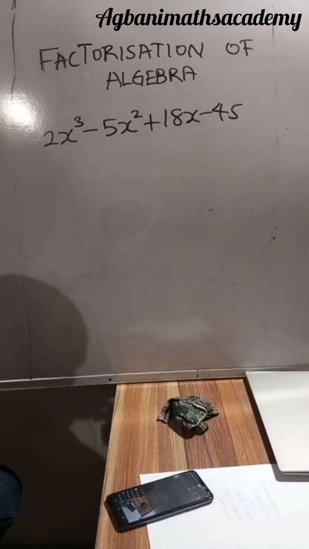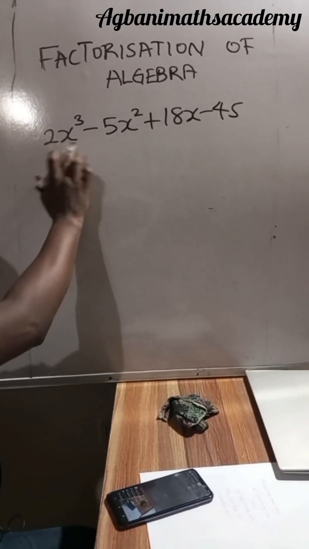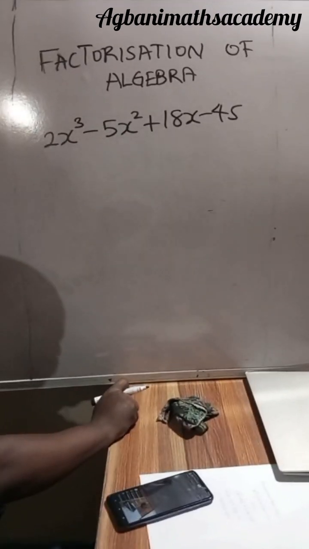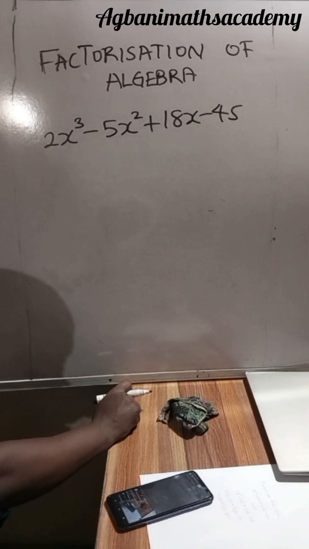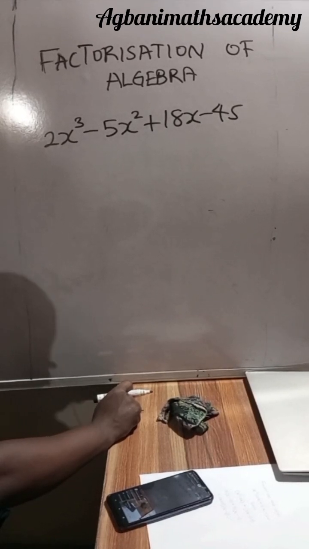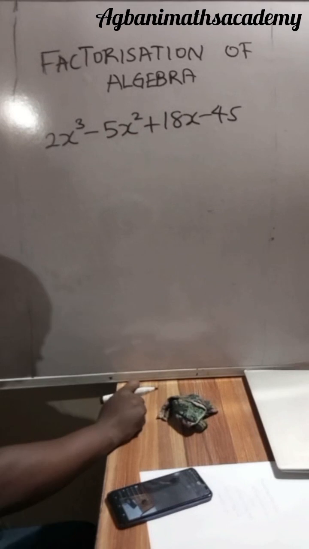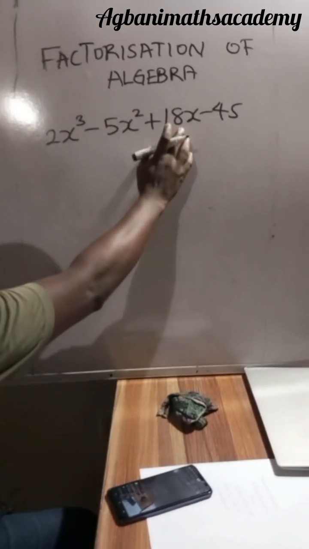So let's look at it together. Now, if you look at this, you have the numbers here, 2 and 5. There's nothing common between 2 and 5. There's no number that can divide both 2 and 5 without leaving a remainder. So with the numbers, there's nothing common. But let's look at the alphabet. We have x raised to power 3 and we have x raised to power 2. X is common. So this means we are okay. Okay? We are okay.